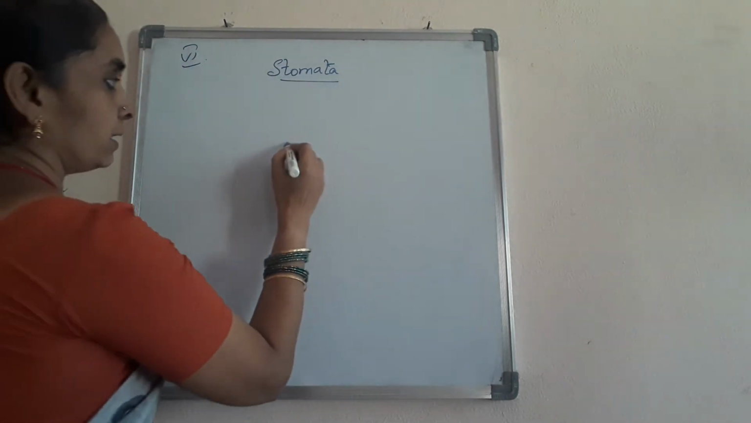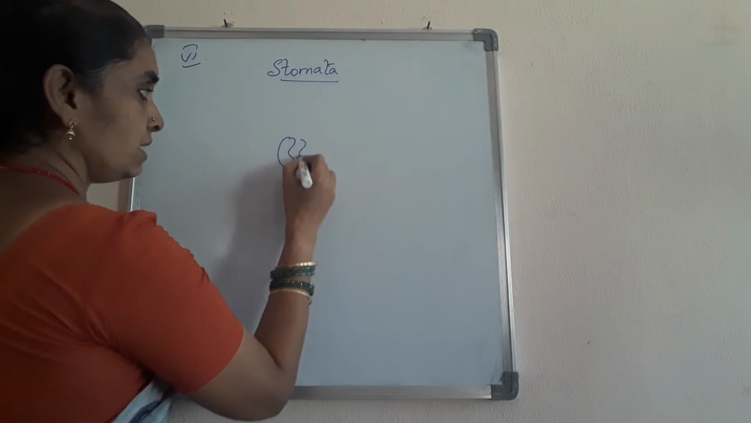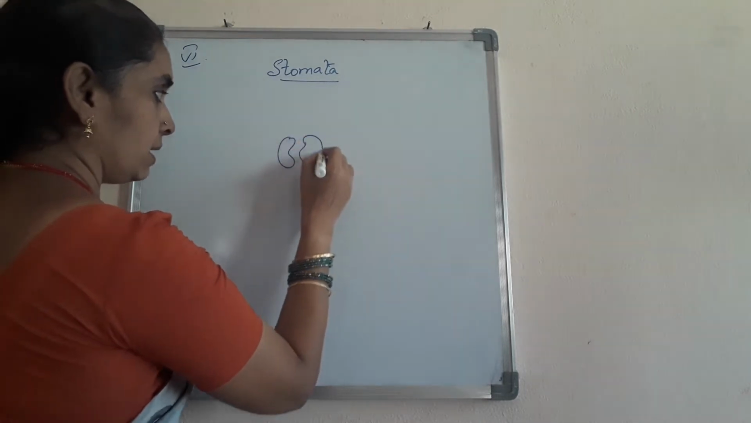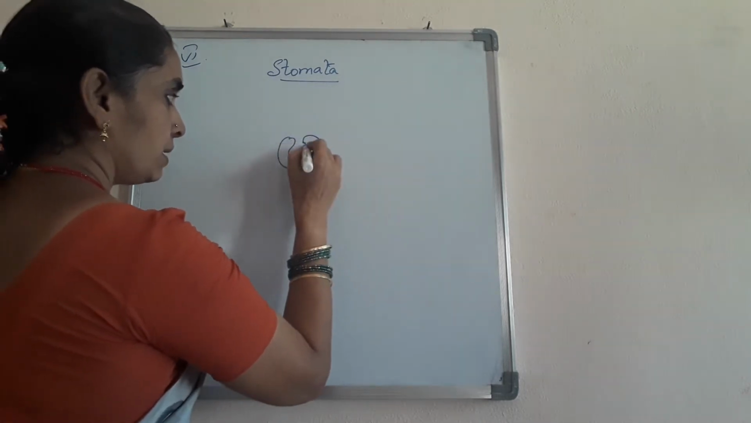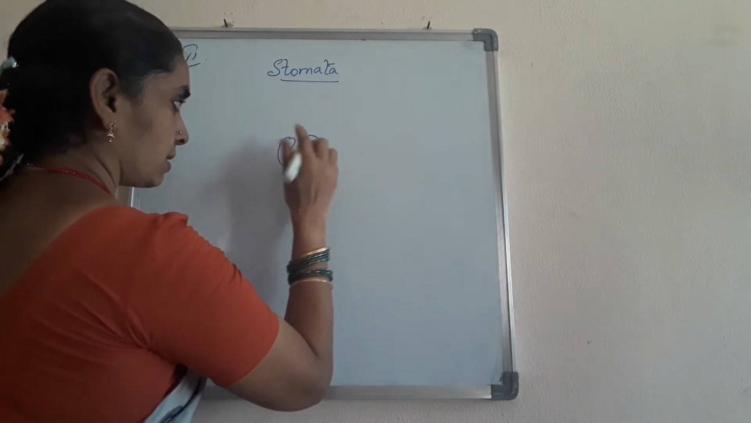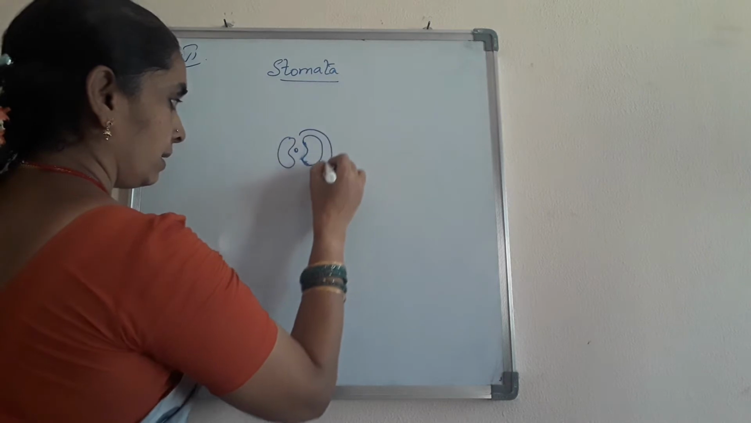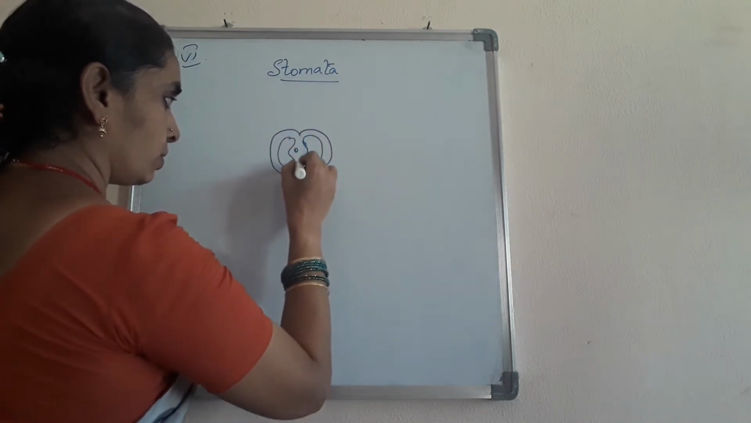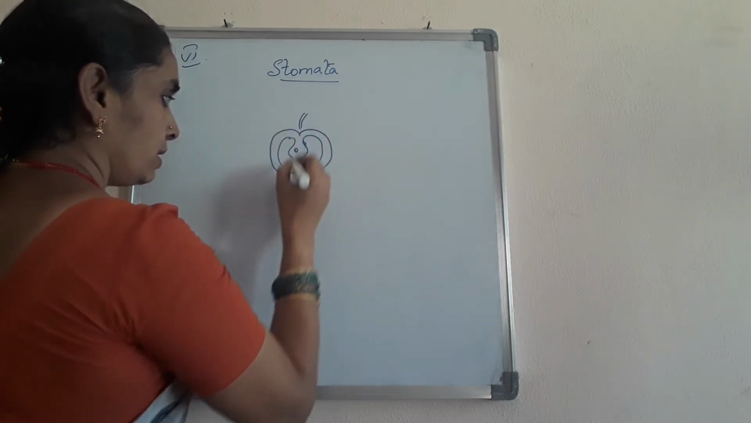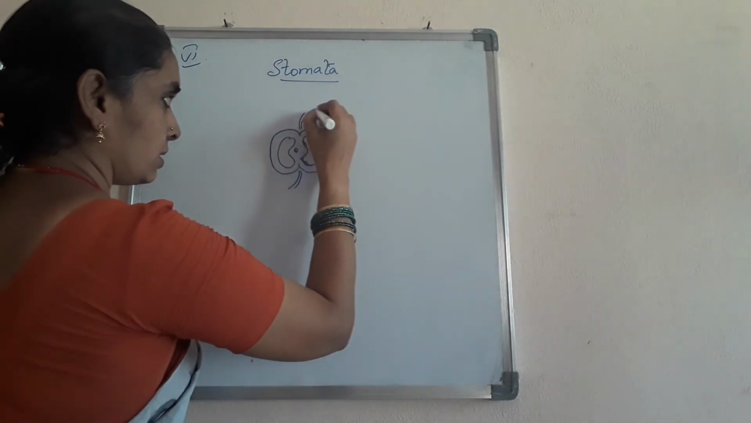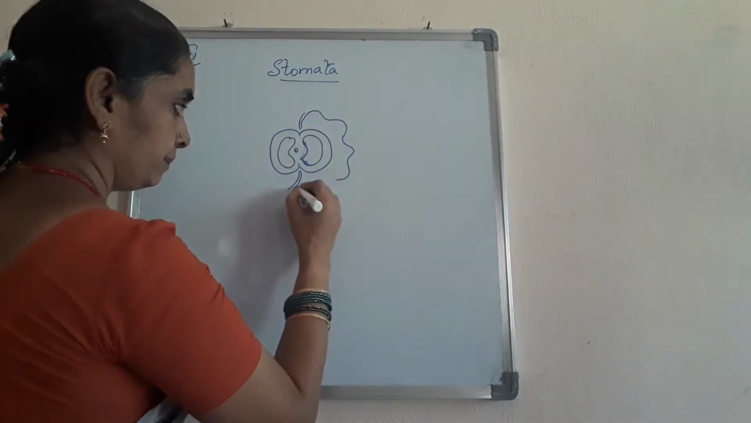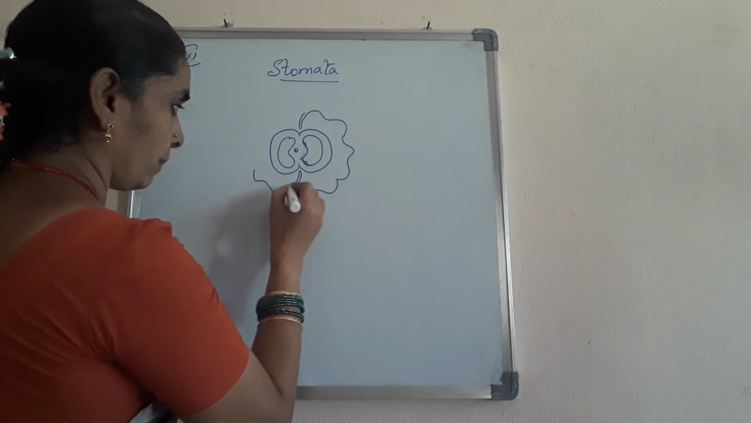Stomata. See here, the stomata are bean-shaped structures. You can observe the bean-shaped structures. Easily you can draw the structure of the stomata like this. See children. So this is the stomata.